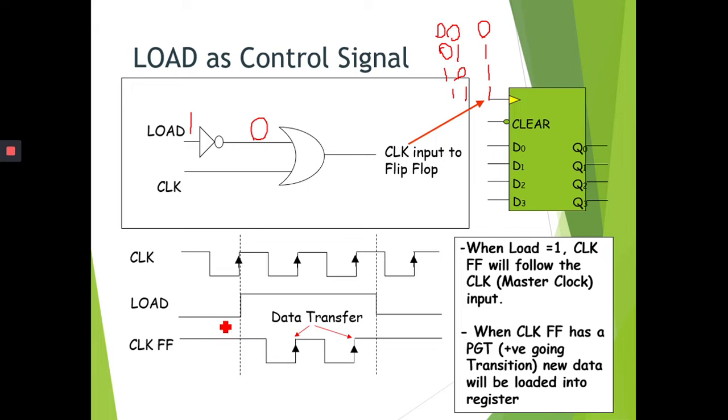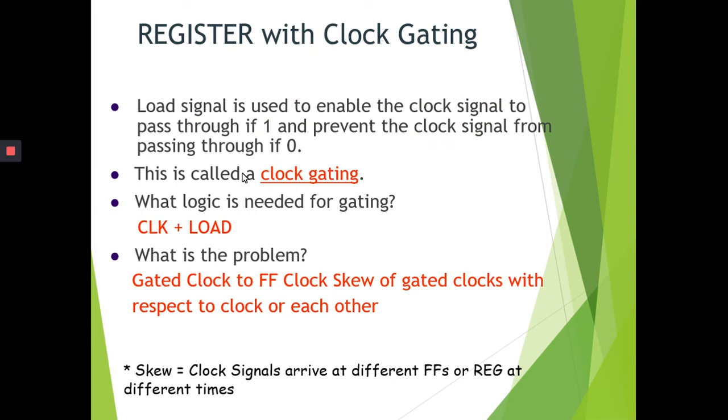So that's why when we see here, when the load is 1, the output signal from the gate is just following the clock signal. So this is when the data transfer happens at the flip-flop, at the positive edge of the clock. So this is how we can have a circuitry to create a load control signal, so we can control whenever we want the input of the flip-flop to be loaded.